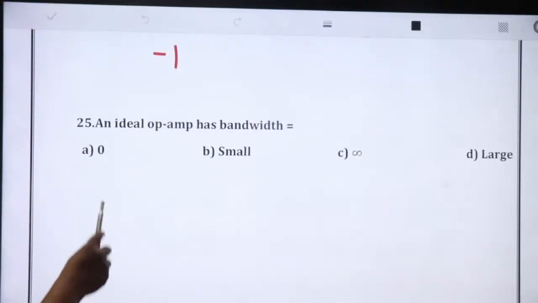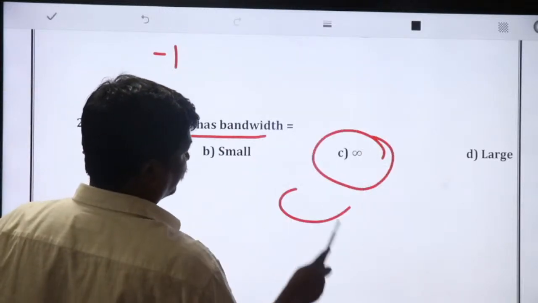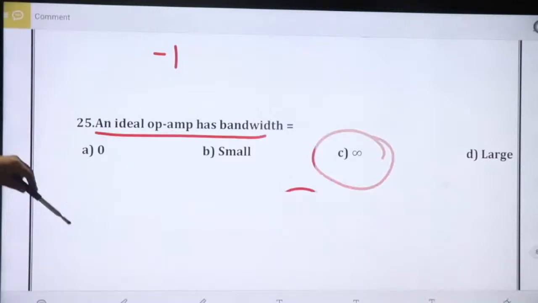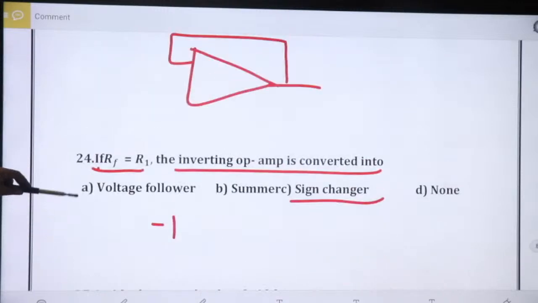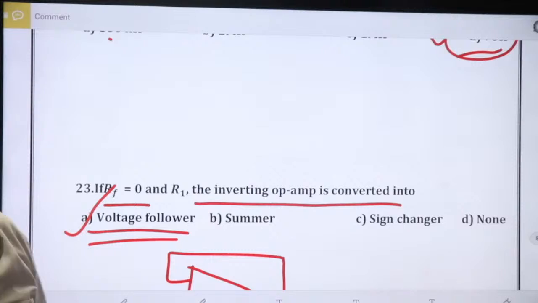Next question: an ideal operational amplifier has a bandwidth of infinity. These are all the questions related to operational amplifiers. So today we will close our session.